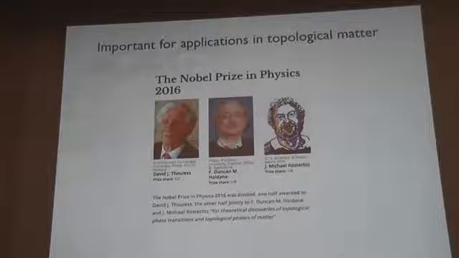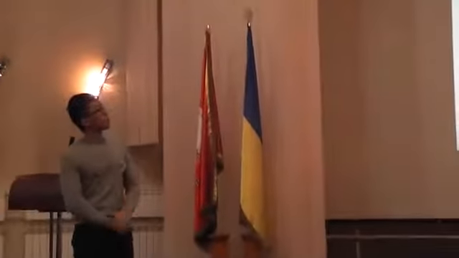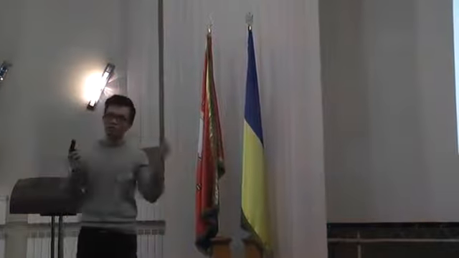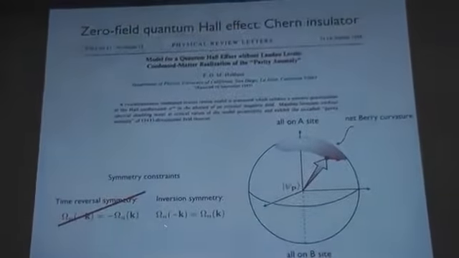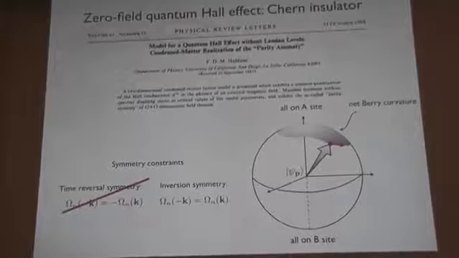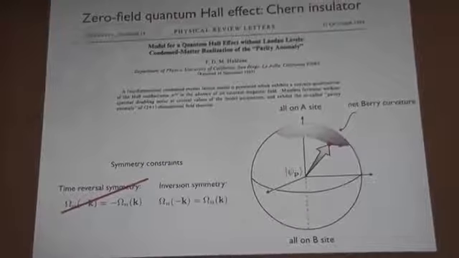So that's very good. Haldane was also kind of involved in this kind of thing. He got his part for also other investigations into quantum spin chains. But also he wrote this very nice paper about a zero field quantum Hall effect, or zero magnetic field quantum Hall effect, what we call a Chern insulator. And instead of breaking inversion symmetry like I did in this gapped graphene case, in transition metal dichalcogenide case, he broke time reversal symmetry.